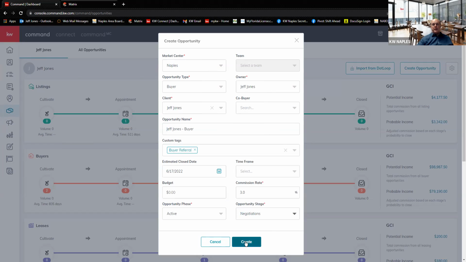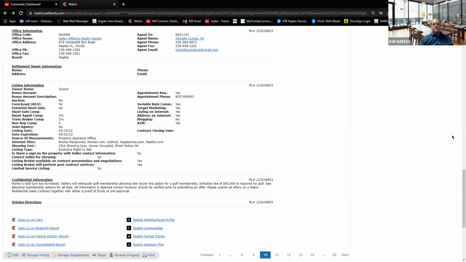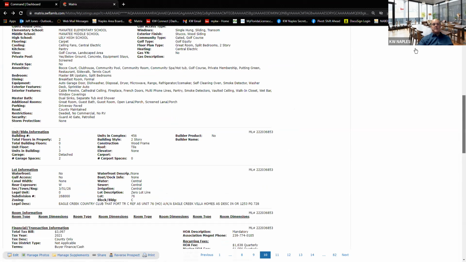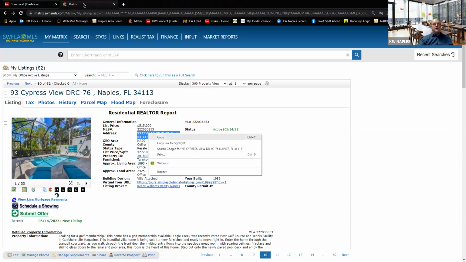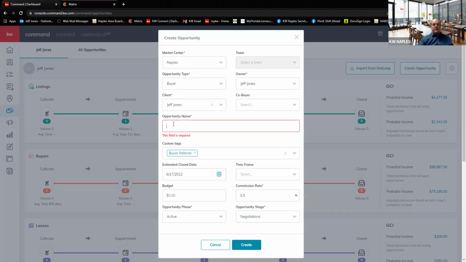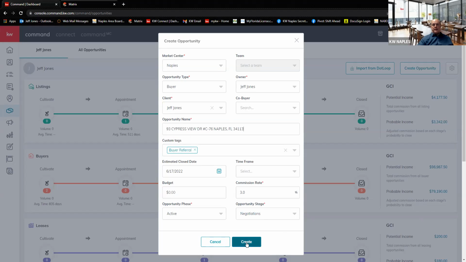All right, so now we've created an opportunity, but I always like to have the opportunity name be the address of the property. So I know you can't see this, but I'm going to go over here and copy the address of the property in so that I have that as my opportunity name. So now I've created an opportunity.